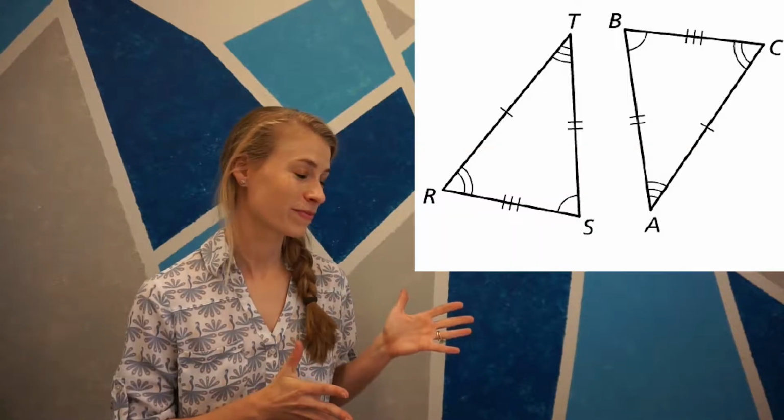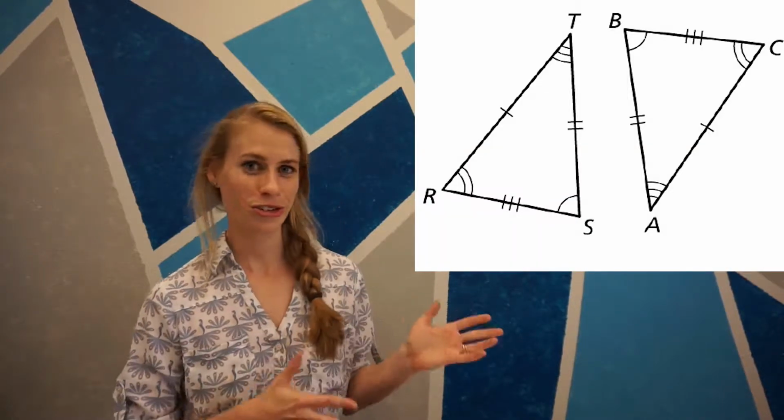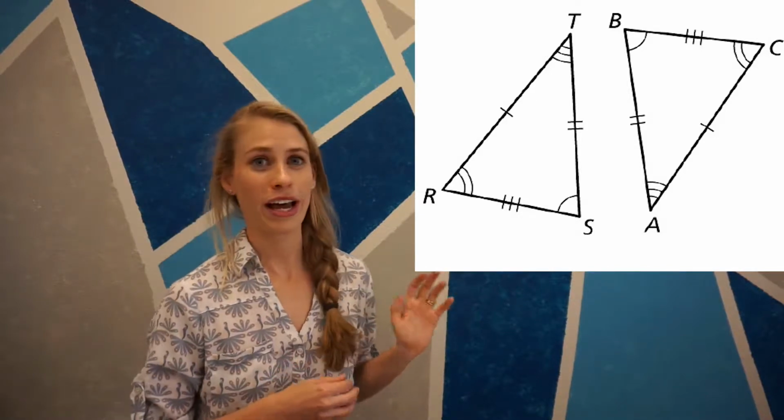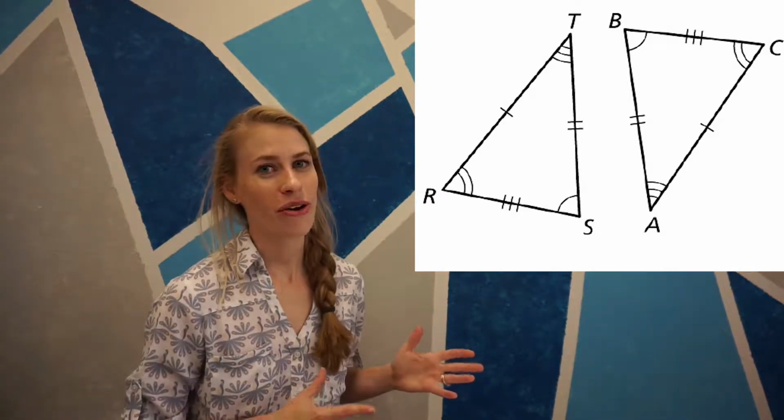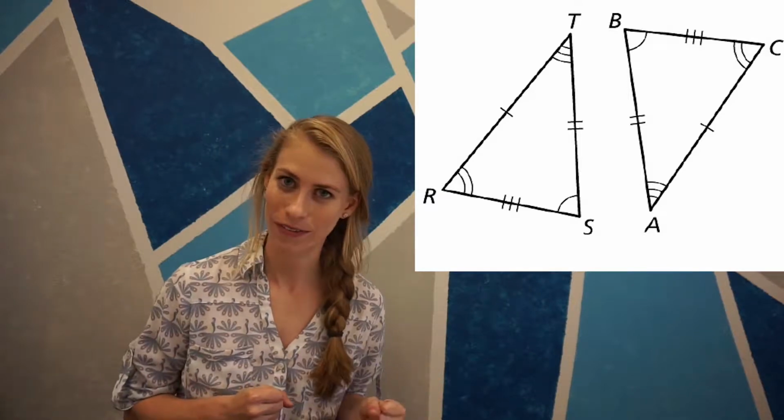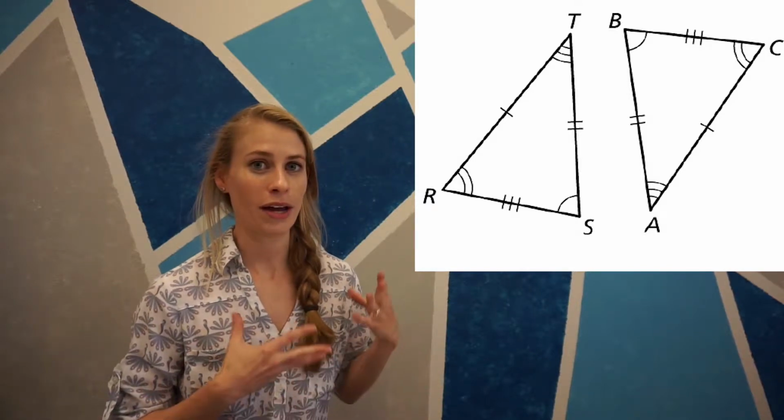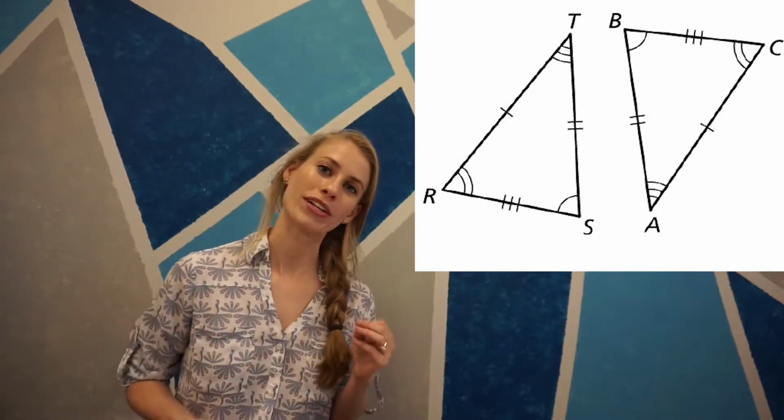So when we write our congruent statements for our polygons, we want to show that the corresponding sides are congruent and also show the corresponding angles are congruent as well. So for example, we have two triangles. We have triangle ABC, and we also have triangle TSR. Our goal is to show that both of these triangles are congruent.